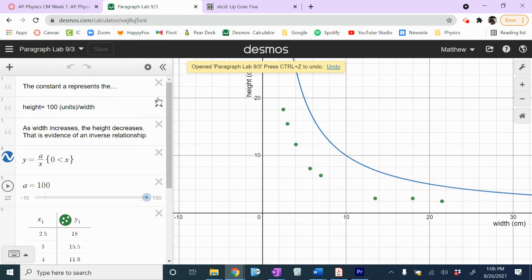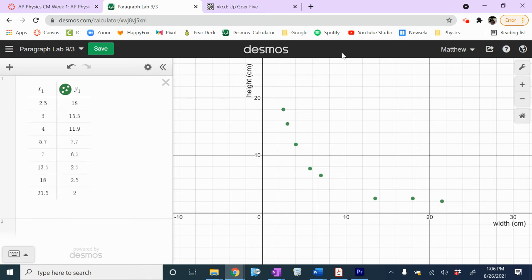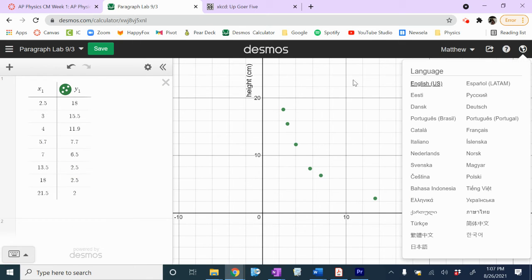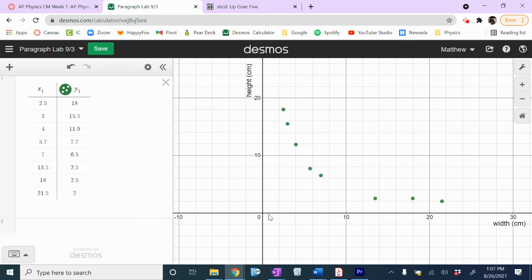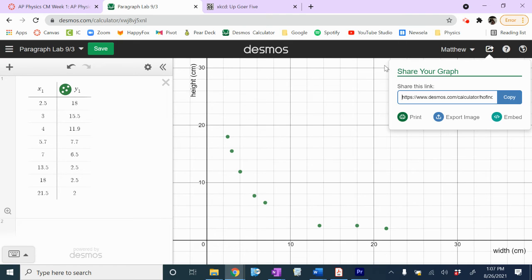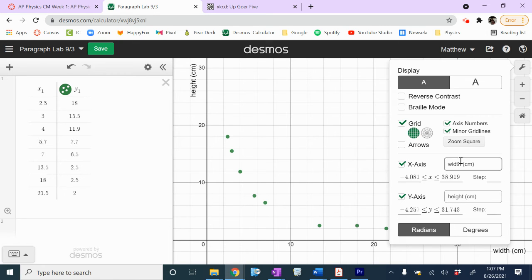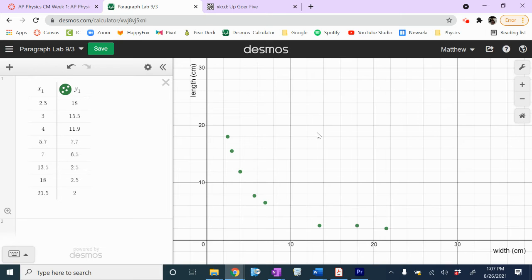All right, again, if you're not totally familiar with Desmos, I've got axes labels. I called it height and width, but in here we're calling it length and width, so I'm going to hit the wrench here. And x-axis, that's cool, but I'm going to change the y-axis label. I'm going to call that length. Boom, now it shows up on there.